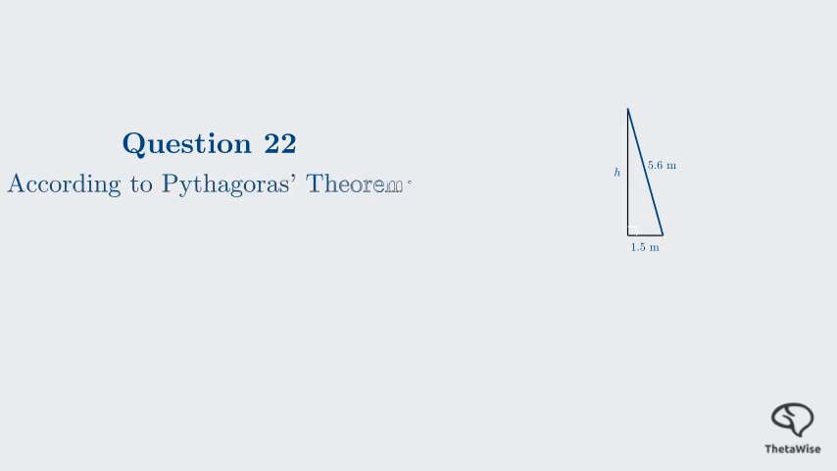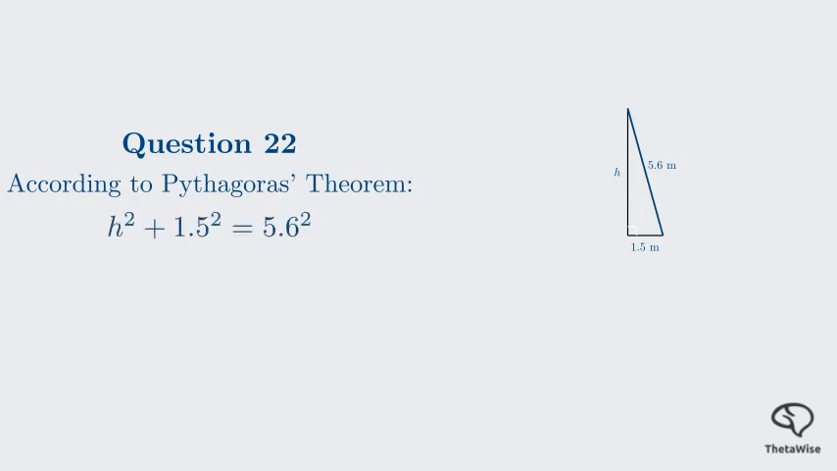Finally, we have question 22, our last question, which involves a real-world application of Pythagoras' theorem. A ladder of length 5.6 meters rests against a wall. The bottom is 1.5 meters from the wall. We need to calculate the distance from the top of the ladder to the base of the wall. The wall and the ground form a right angle, so we have a right-angled triangle. The ladder is the hypotenuse.